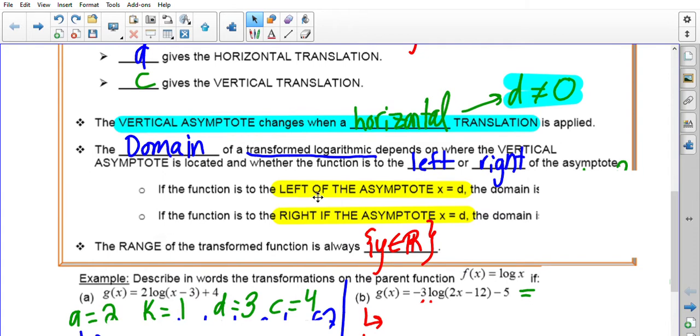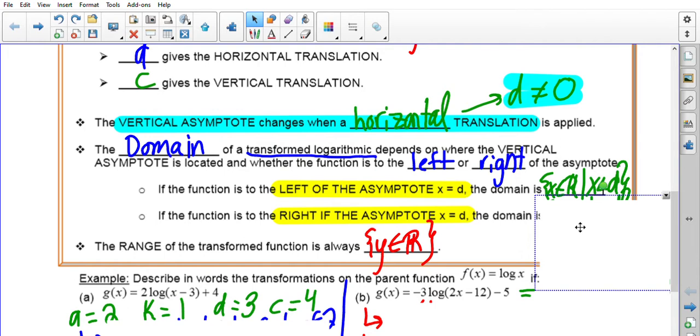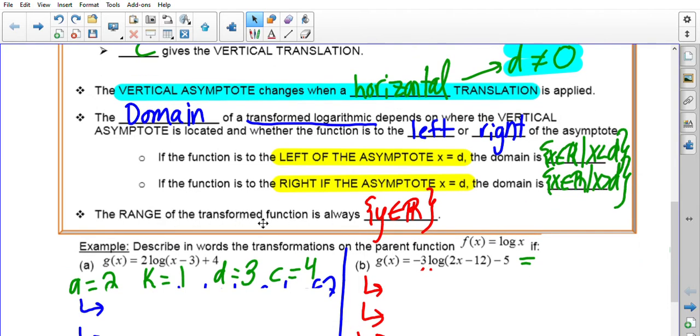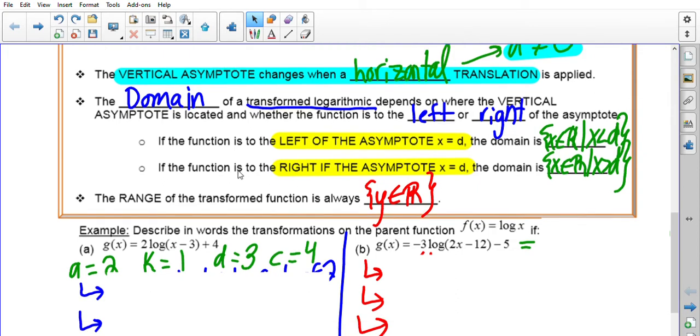So if the function is to the left of the asymptote, then our domain is going to be x ∈ R such that x is less than the d value, so whatever the asymptote value is. And if the function is to the right of the asymptote x equals d, then the domain is x ∈ R such that x is greater than the d value. And the range for all the transformed log functions is always going to be y ∈ R.